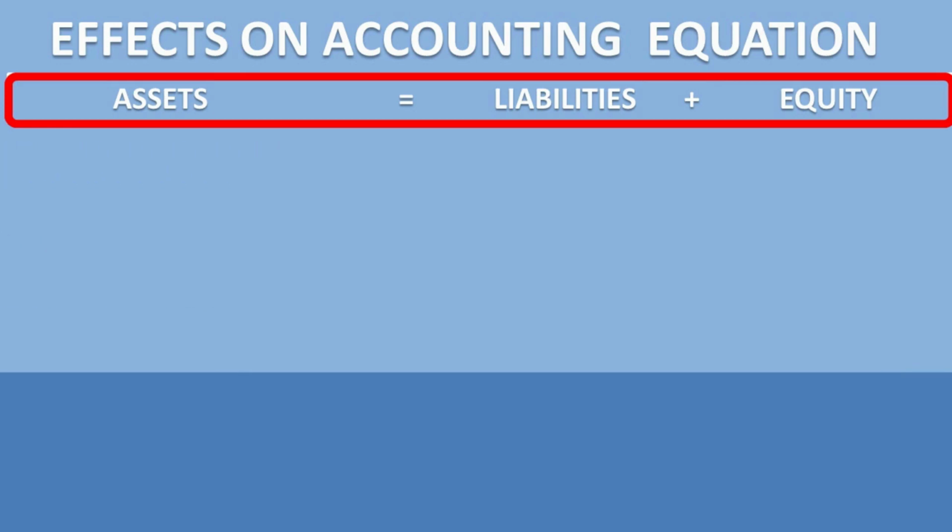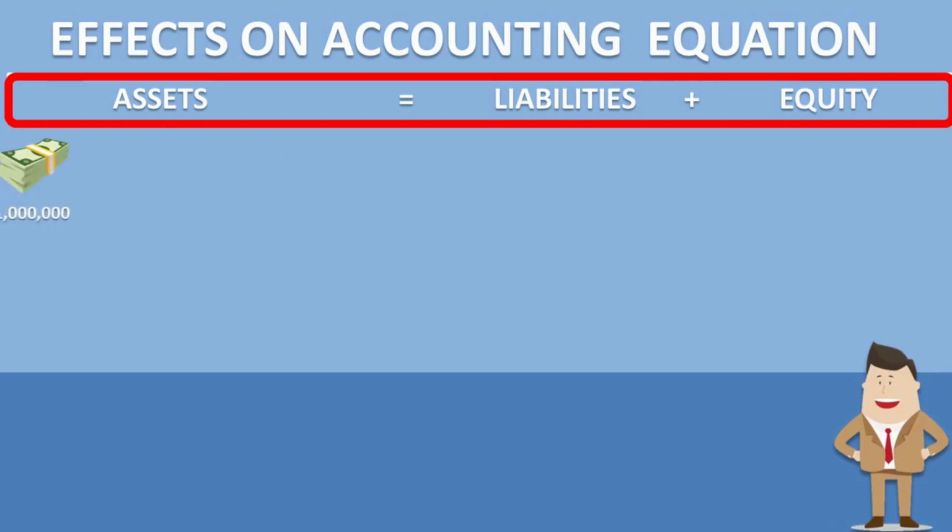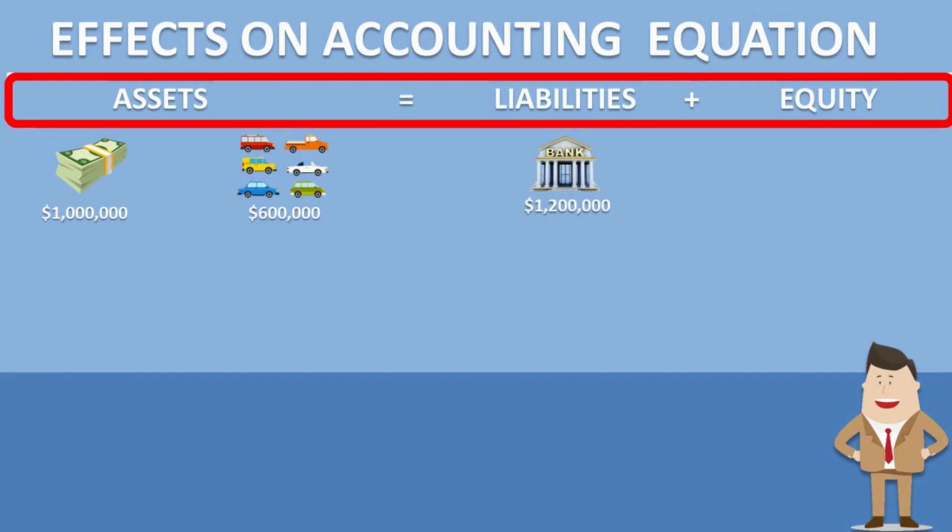Let's take an example. Assume that Alex started his new car showroom with the following. He invested cash $1 million, had inventory of cars worth $600,000. For these assets he borrowed $1,200,000 from bank and brought $400,000 cash of his own. The accounting equation for Alex's showroom will be like this.